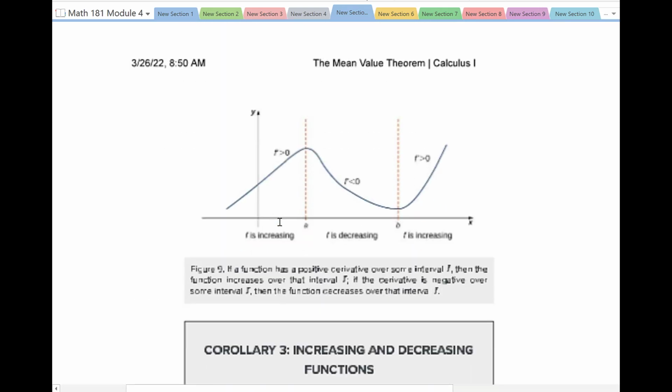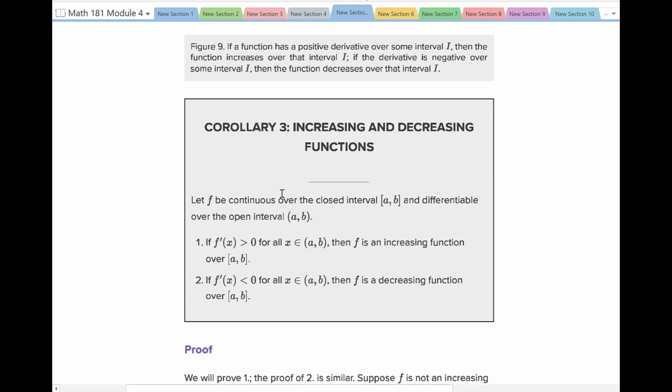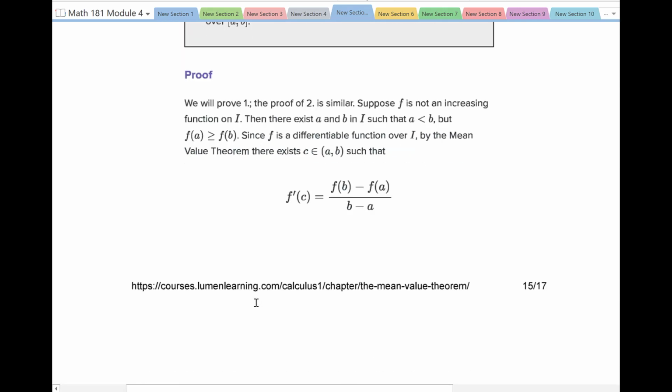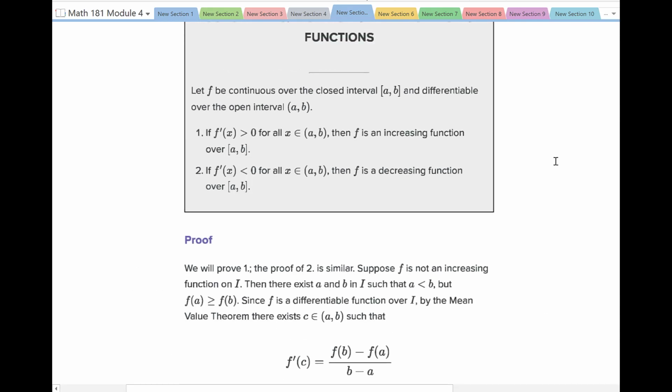And then the last one here, it's a two-parter, increasing and decreasing functions. Let f be continuous over the closed interval ab and differentiable over the open interval. If f prime of x is greater than 0 for all x in the interval, then f is an increasing function over ab. If the derivative is negative, then it's a decreasing function over that interval. Some things are probably common sense, but we're going to state them anyway. And that'll about do it for this section. Okay, see you guys in the next one, first derivative test and concavity.